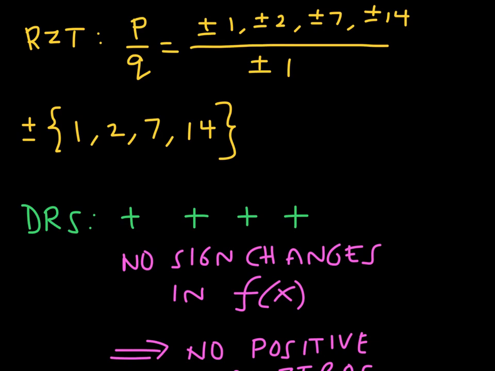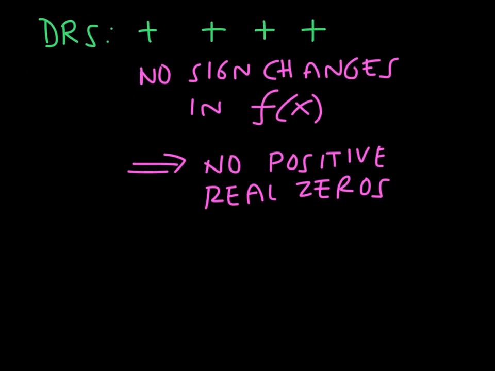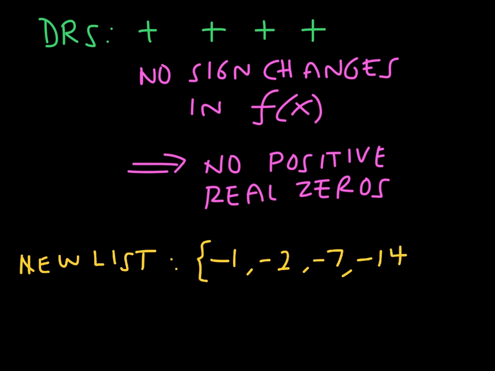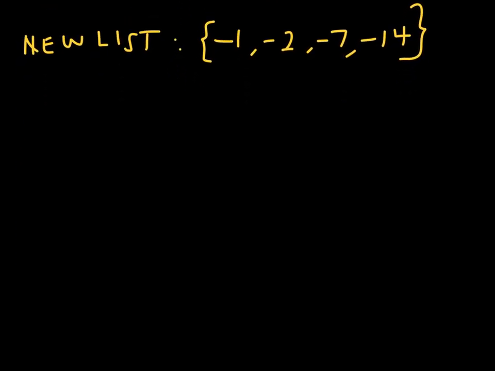So actually, if I know that I will not have any positive real zeros, that cuts this list in half. I can toss out all of my positive numbers. So my new list will not include any positive numbers. It'll be just -1, -2, -7, and -14. So instead of having 8 possible rational zeros, I only have 4. See, this is going to save me a lot of time. So now I'm not going to waste my time even checking any positive numbers because they're not going to work. Okay, so now let's use synthetic division and see which one of these is a 0, if any at all.